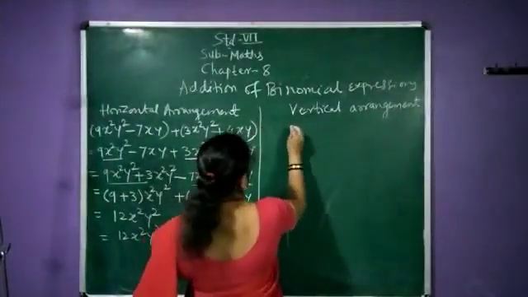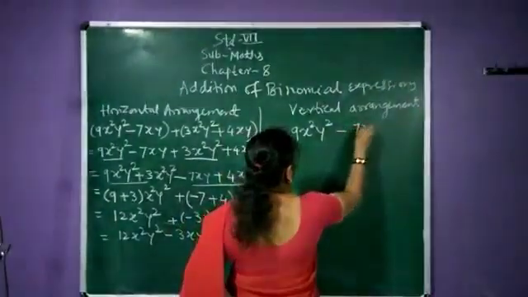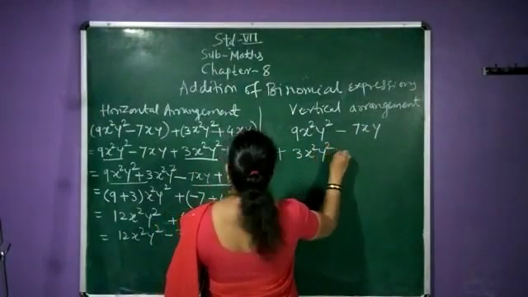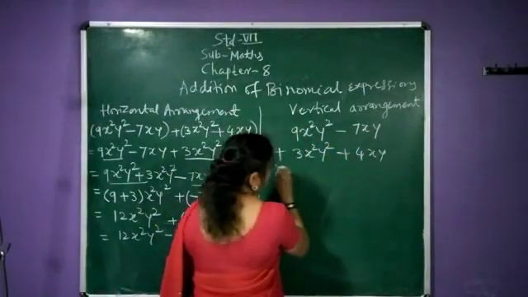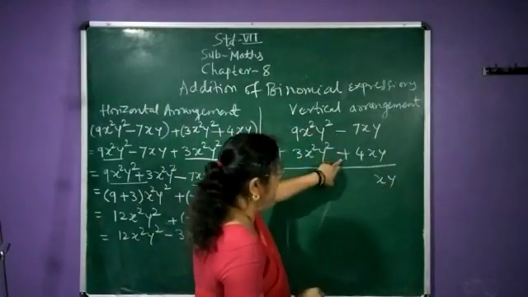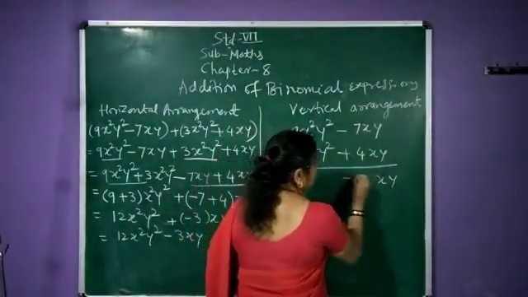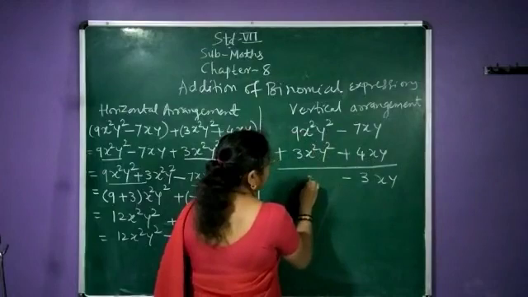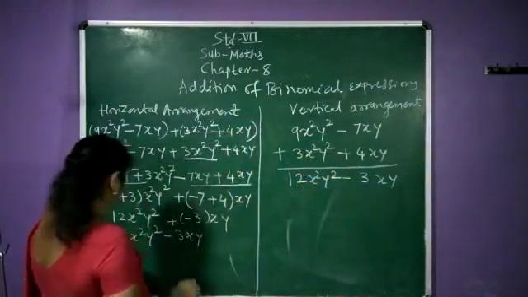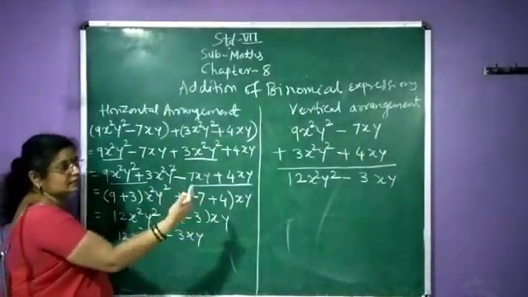Now we will do the same with the vertical arrangement: 9x square y square minus 7xy plus 3x square y square plus 4xy. Now xy I will write as it is. Minus 7 plus 4, so the answer will be 3, but the bigger number is 7, so it is minus 3. Now x square y square I will write as it is: 9 plus 3, 12. So if you do either by horizontal arrangement or by vertical arrangement, your answer remains the same.